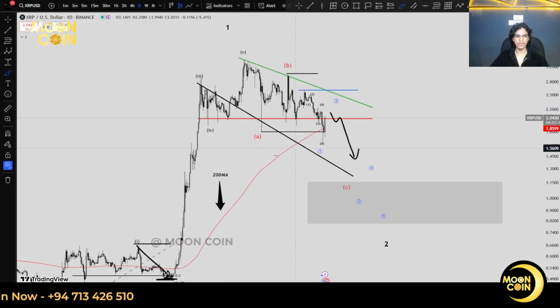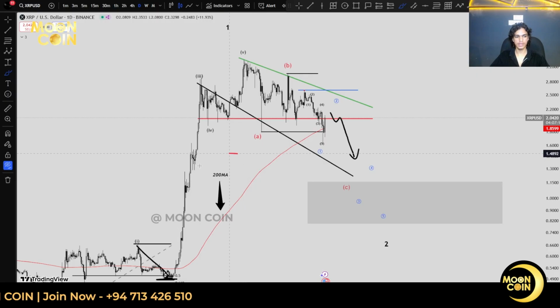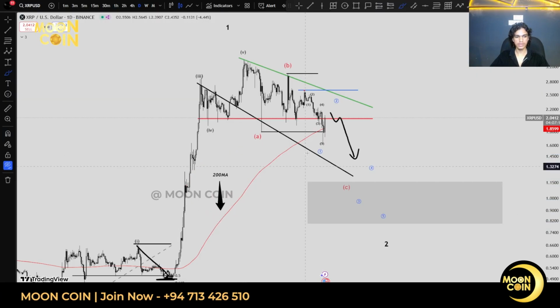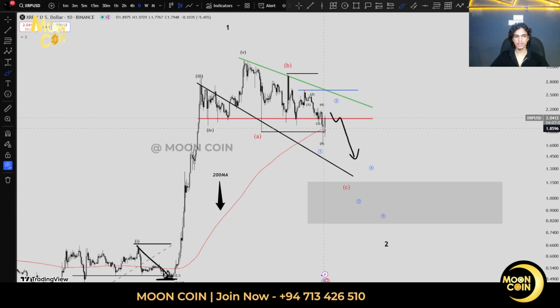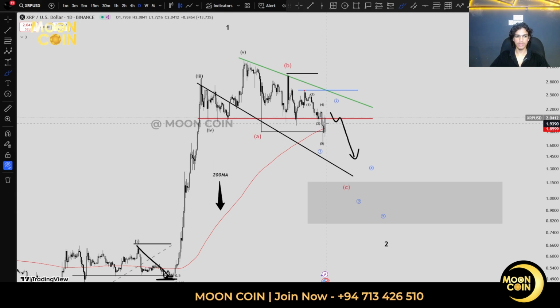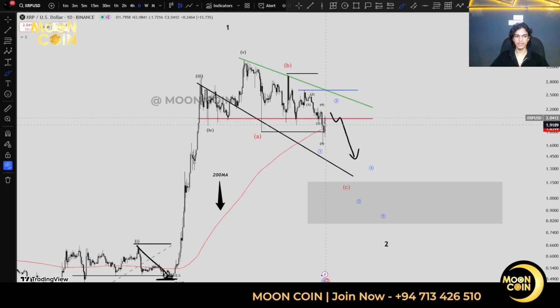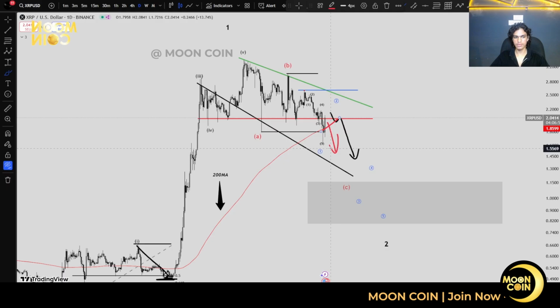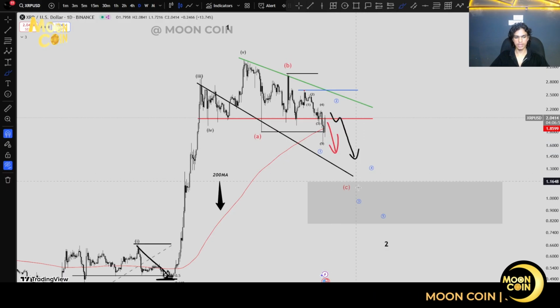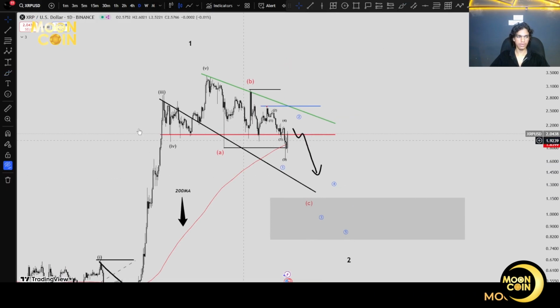Also you can see the 200 EMA. If this 200 EMA does not hold the price above, then the price can drop. If the market breaks the EMA down like this, then the market can drop here. So now the market is going for a retrace to complete the second wave. Anything could happen here.